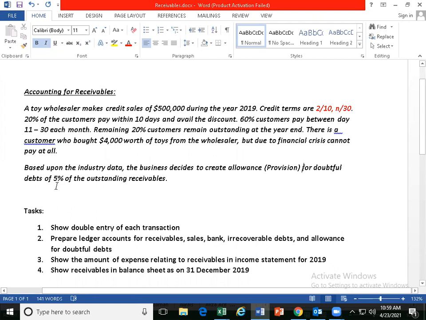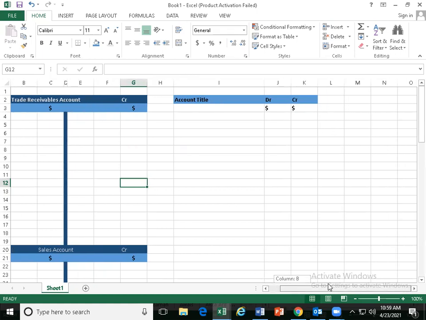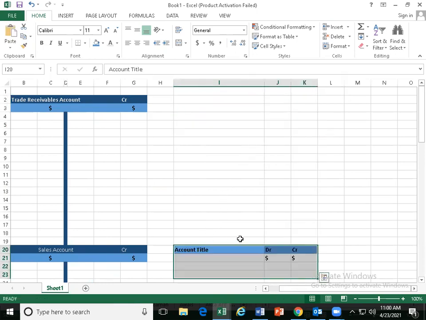So there are two things. First of all, we need to do some calculations. Once our number crunching is done, then we can do the debits and credits as well, and the ledger accounts. So first of all, we need to make sure that we understand all the numbers. So here we can do some numbers. Let me remove this bit from here so I can have a bit more space.